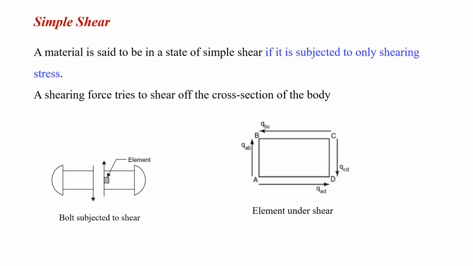Now, this is the element ABCD under simple shear. That is, it is subject to only the shear stress. There will not be any normal stress acting. Then tau AB is the shear stress along face AB, tau BC the shear stress along BC, tau CD the shear stress along CD, and tau AD the shear stress along AD.